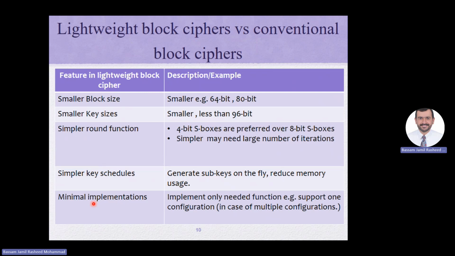Another thing is the minimal implementation. Typically these lightweight ciphers have various implementations which provide different levels of security, and you would want to pick one of those configurations and implement it. Don't implement all of them, because this is counterintuitive and you defeat the whole purpose of having these as lightweight ciphers. You implement the configuration that suits the security level that you seek, and that will provide for you a very lightweight implementation.